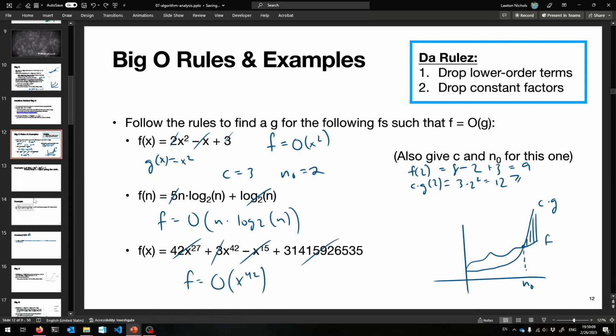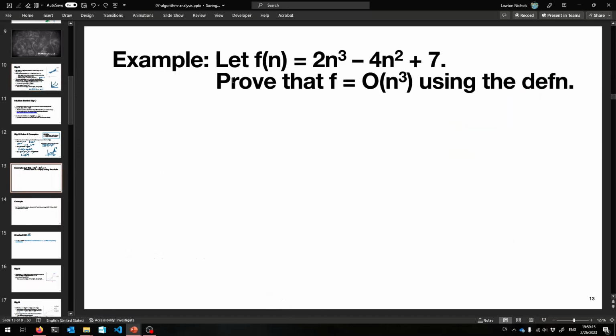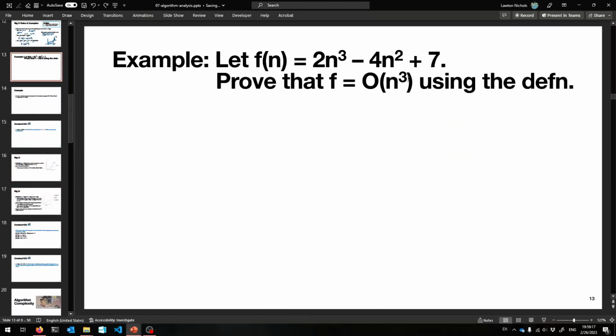Okay. Again, let's do another example and use the definition. Use that definition. It's important. All right. So let's pretend that this is our function. f is equal to 2n cubed minus 4n squared plus 7. Let's prove that, if you follow the rules, of course, f is big O of n cubed. Let's prove that it is that using our definition.